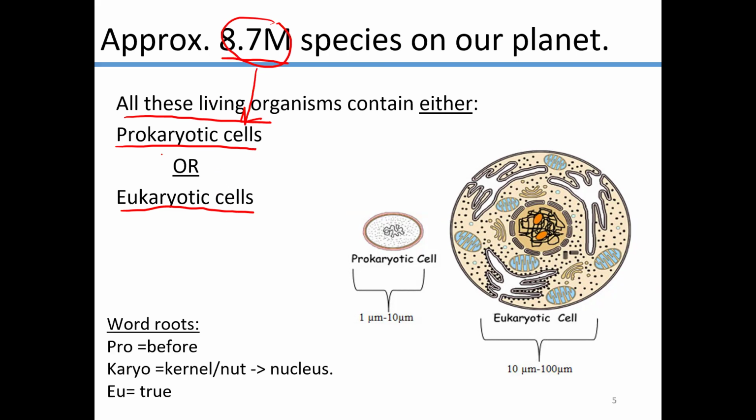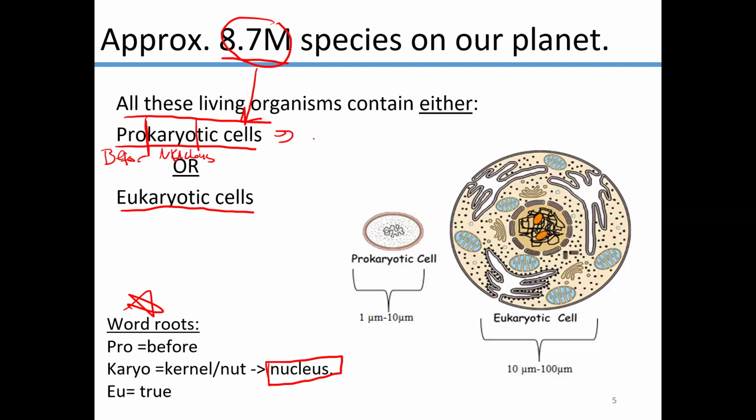Now, there are a couple of important things to remember when it comes to prokaryotic and eukaryotic cells. These root words will help you understand what they mean. When it comes to prokaryotic cells, we need to identify exactly what these mean and break it apart. We have the word prokaryotic. Pro means before, so we'll separate this part out. Karyo means kernel or nut, and basically that refers to a nucleus. So in this case, prokaryotic means before a nucleus.